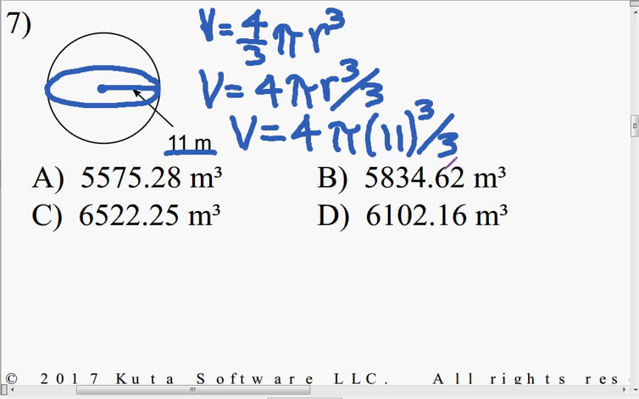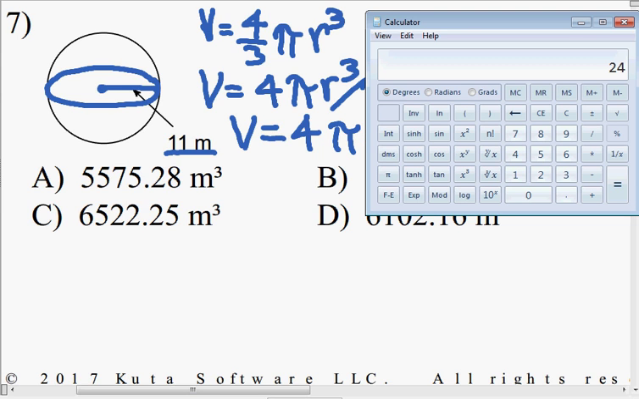So in my calculator, 4 times pi times 11, and on this calculator I have x to the y. On your calculators, the school calculators, you just see a little angle. We call it a caret. It just means raised to the power. 11 raised to the power of 3. And then I divide by 3.